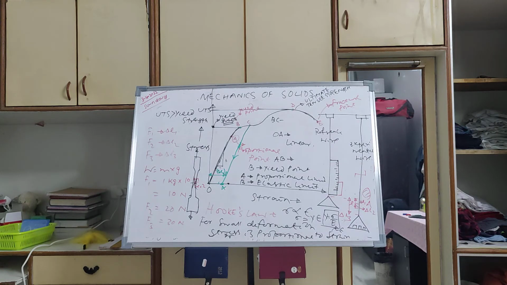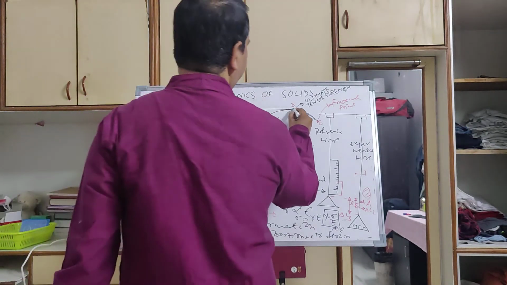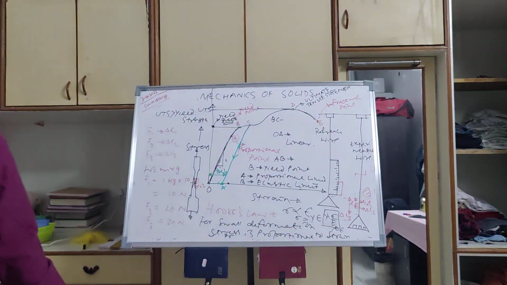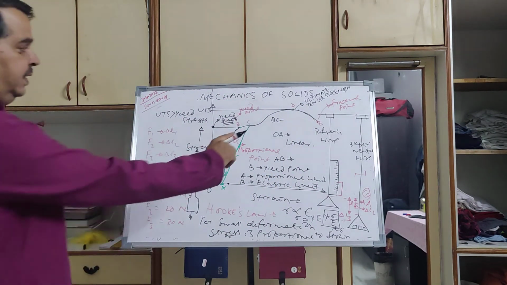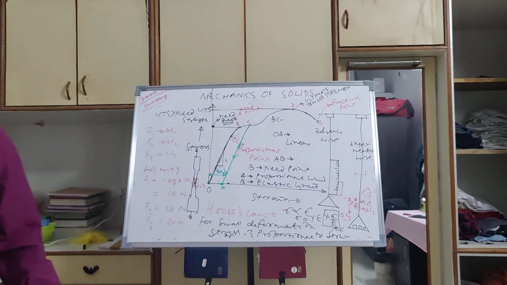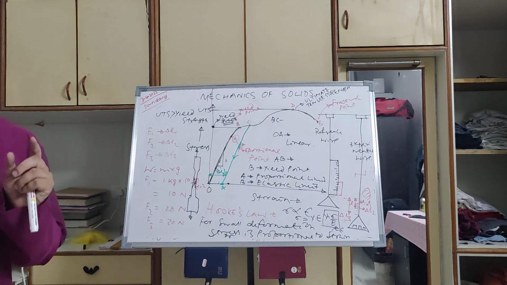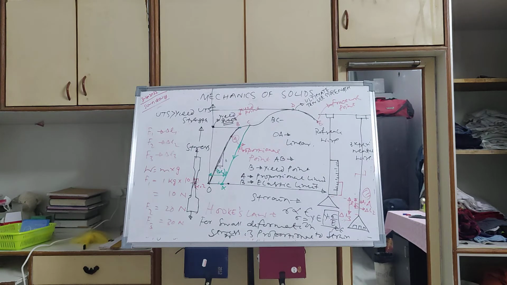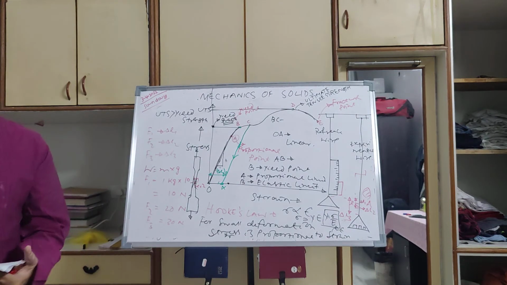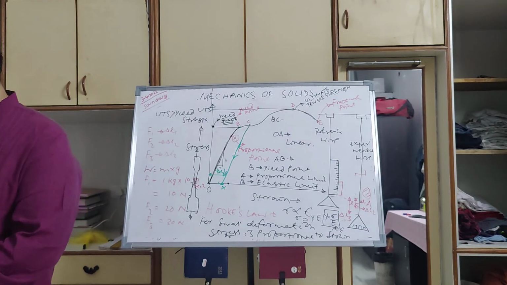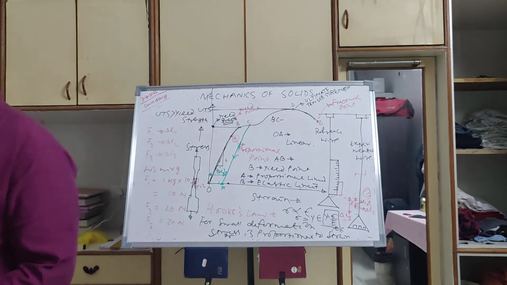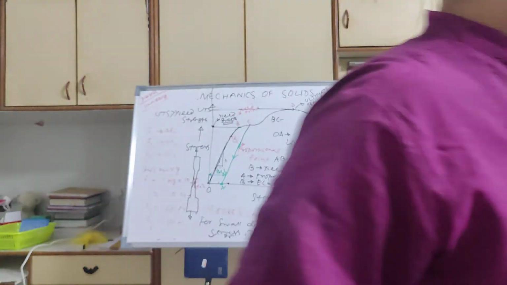That is called the breaking point. If D and E are very close to each other, it is a brittle material. But if D and E are far from each other, it is a ductile material. That means if there is more necking, that is a ductile material. If there is less necking, that is a brittle material. So that is about what is a brittle material and what is a ductile material.